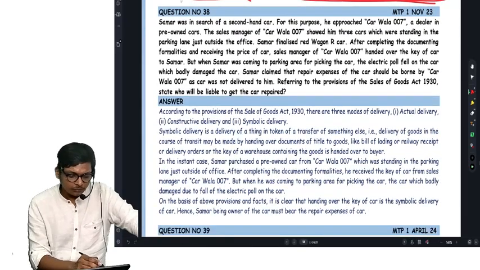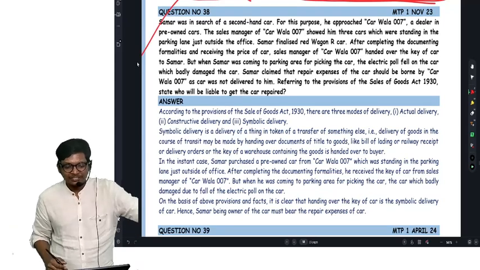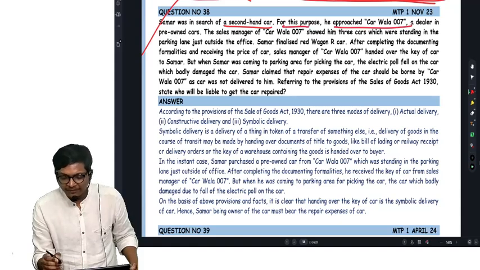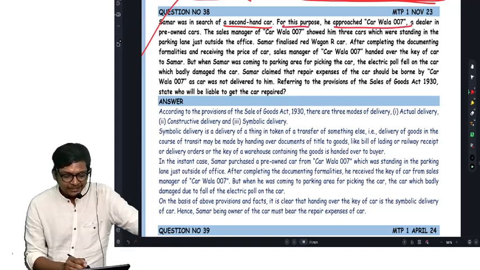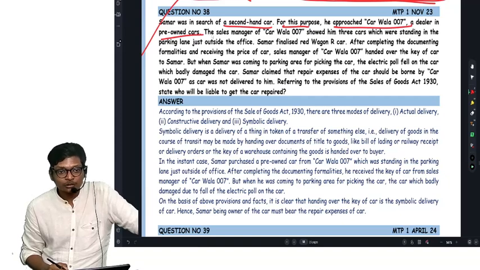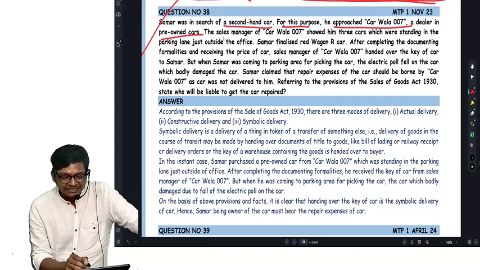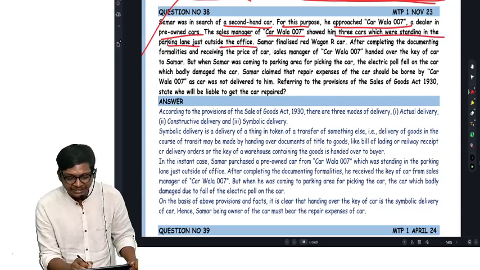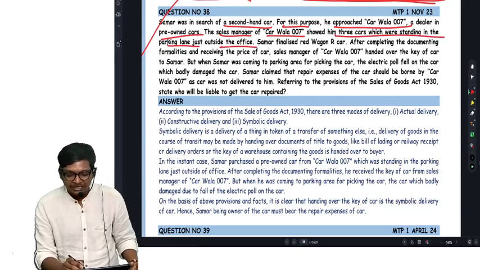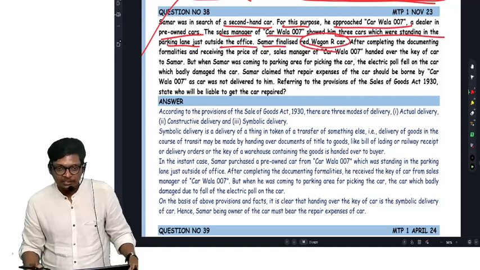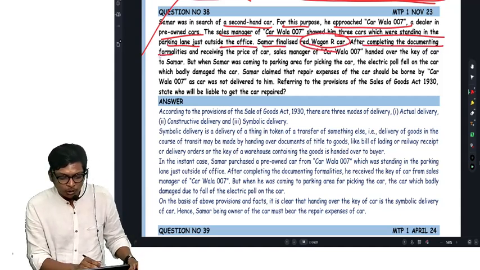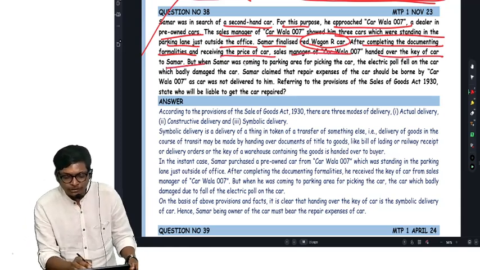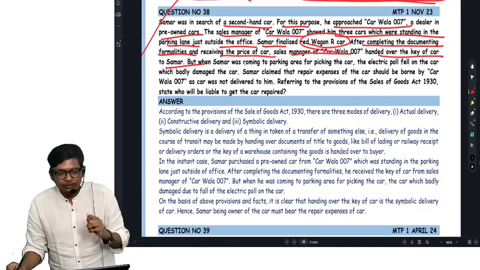Done. Question 38. Samar was in search of a second-hand car. For this purpose, he approached Carwala 007, a dealer in pre-owned cars like Car Deco, Cars 24. You can buy second-hand cars. The sales manager of Carwala showed him 3 cars which were standing in the parking lane just outside office. There are 3 cars, buy one. Samar finalized red Wagoner. He wanted red Wagoner. After completing the documentation formalities and receiving price, sales manager of Carwala handed over the keys to Samar. So the contract is made and the key is also given.